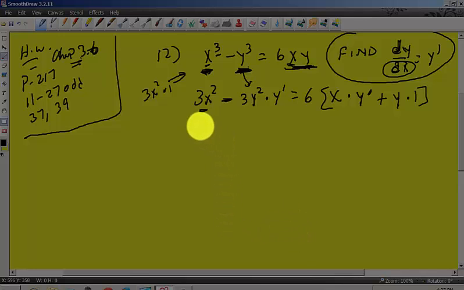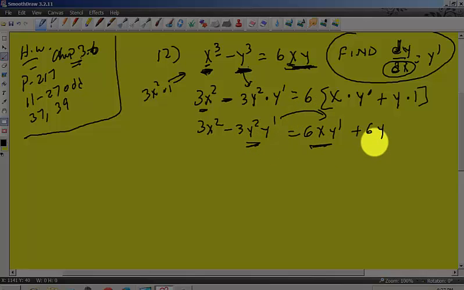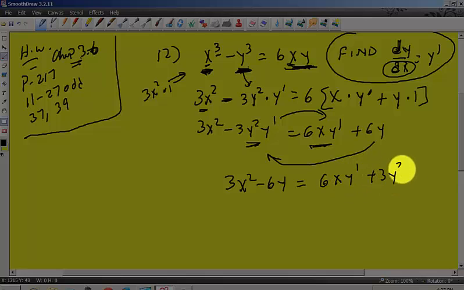Now all you have to do is clean it up and do your favorite thing, which is called algebra. So let's clean this up. I get 3x squared minus 3y squared y prime is equal to 6x y prime plus 6y. Now this has a y prime in it. This has a y prime in it. That means I'm going to take that to the right, and that turn to the left because I'm solving for y prime. So I'm going to get 3x squared minus 6y is equal to 6xy prime plus 3y squared y prime. What do I have to do? I have to factor out a y prime. We've done things like this before.